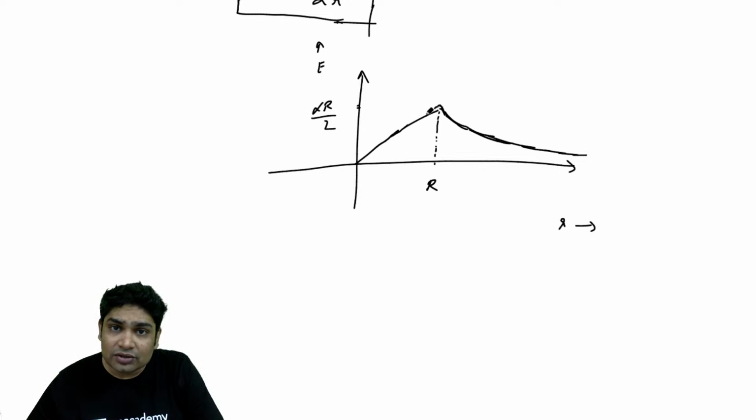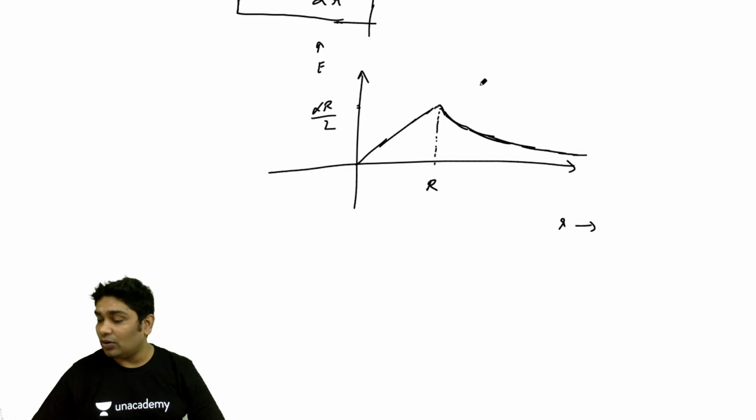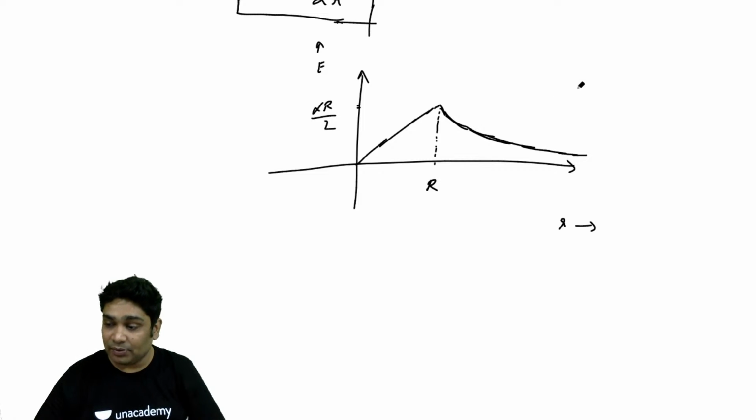So remember, this straight line increase from the origin to the boundary of the magnetic field region, right? And then it goes down by 1 over r, okay, hyperbolically going down.